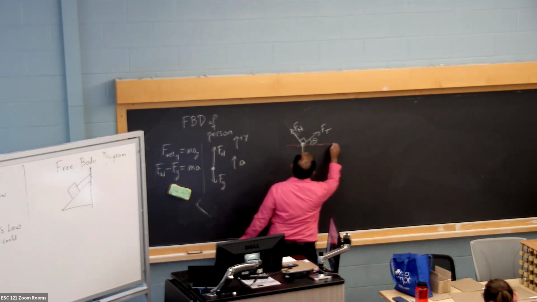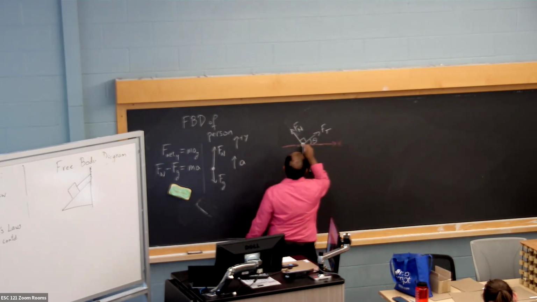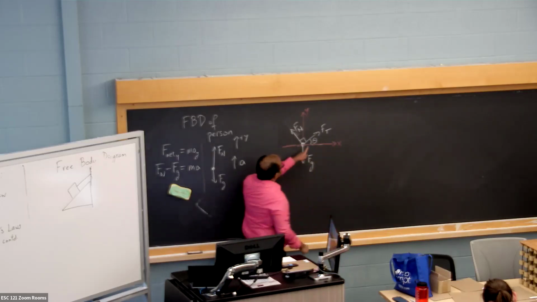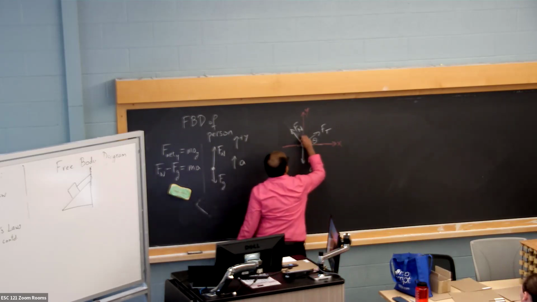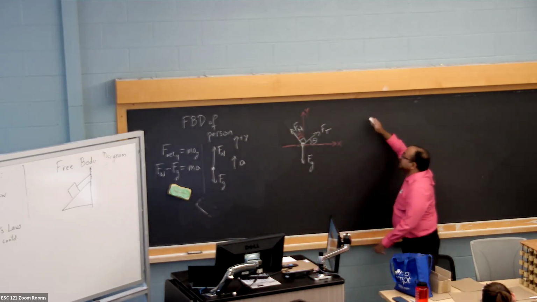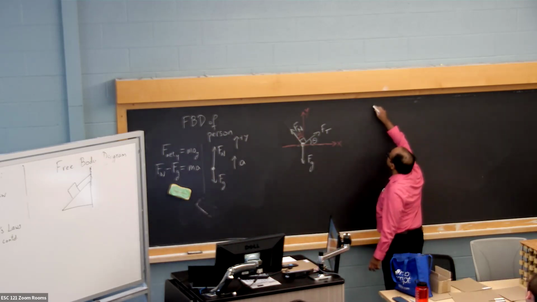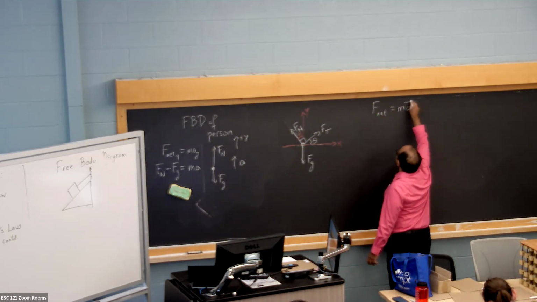So this is my x-axis, and this is my y-axis. So then we can see that if this angle is theta, this angle would be 90 minus theta, and then this angle would be theta again. So I'll mark that this angle is theta. All right. So I have two directions, so I'm going to split up my F net equals ma into two directions, right?